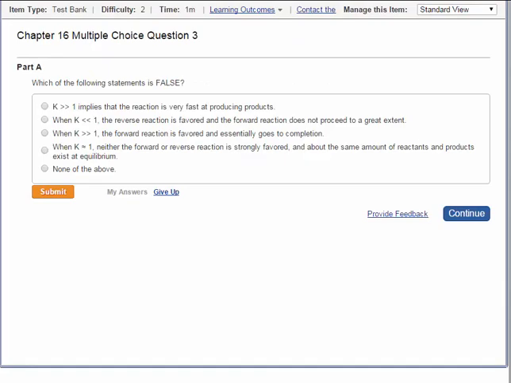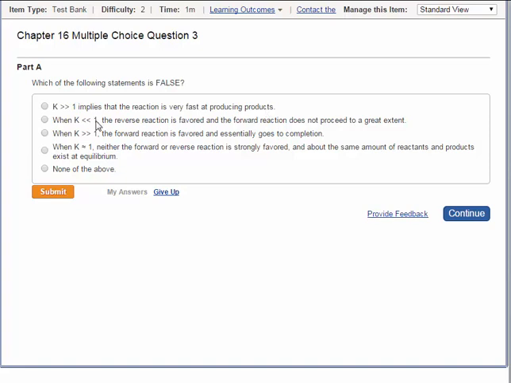So here is problem 2. Which of the following statements is false? And so the way we do this problem is just to consider each statement and determine whether it is true or false. And we start with number 1. K is much greater than 1 implies that the reaction is very fast at producing products. Now, the K has nothing to do with the rate constant. The K is about equilibrium, how much product. So that's not true.